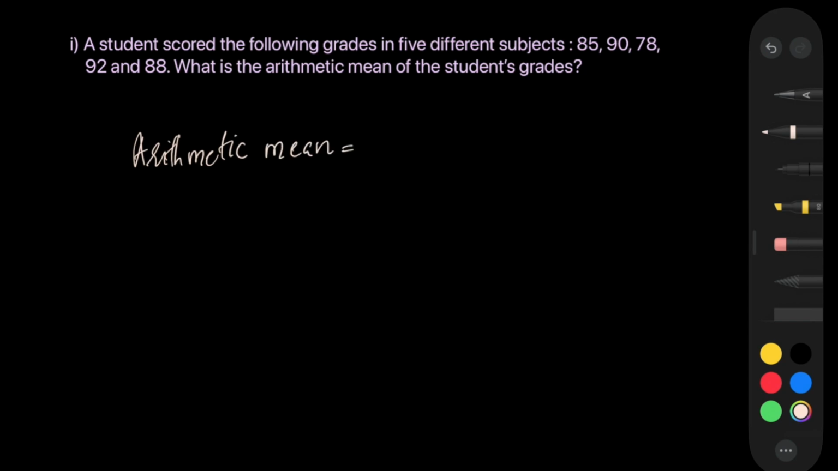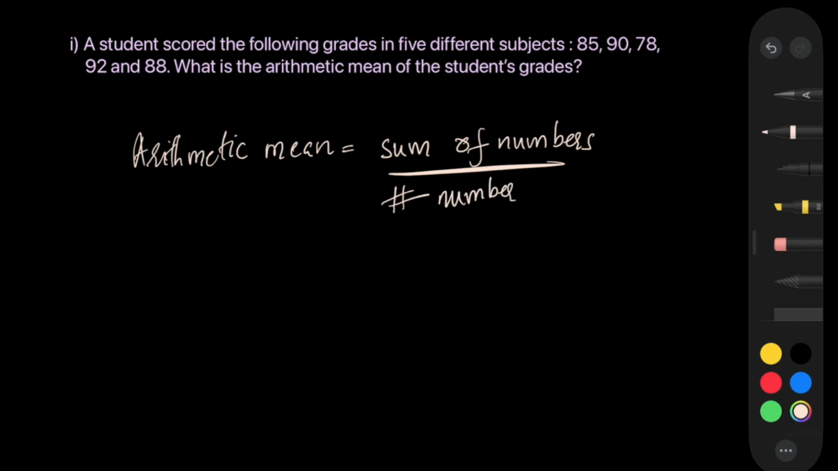the arithmetic mean of a set of numbers is the sum of the numbers in the set divided by the number of numbers in the set. So in this case, we need to add 85, 90, 78, 92, and 88 and divide it by 5.